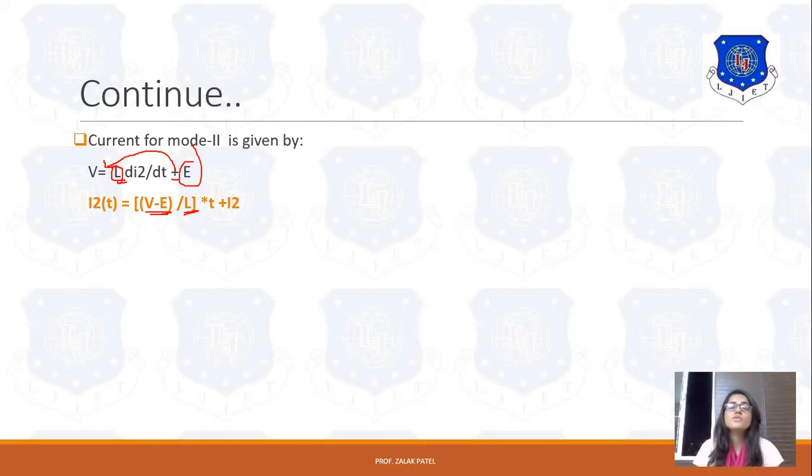But here also there is no term of I, there is no term of t present, and that's why the integration of 1 dt becomes t, and that's why over here the t is present. Again in the same way, the constant is written as I2, which will show the initial value. So in this case, the di2 upon dt should be less than 0, or we can say that V is less than the external applied input voltage, that is E, means V should be less than E, or di2 upon dt is less than 0. So these are the two modes.